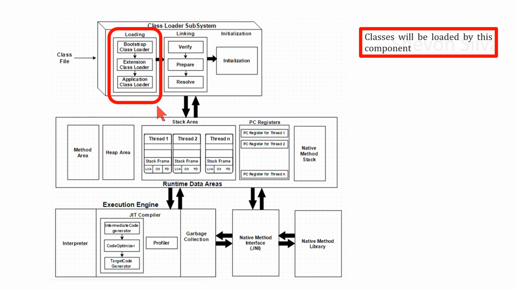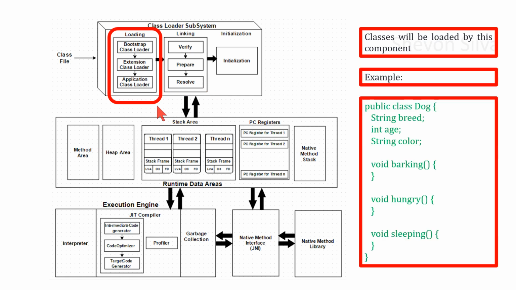Now we are focusing on loading. Classes will be loaded by this component. For example, in source code, this is a sample class file named Dog. We can see 3 fields here: breed, age and color, and there are 3 methods: barking, hungry and sleeping.